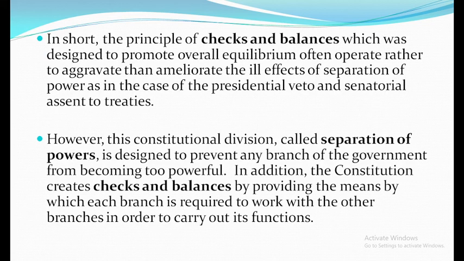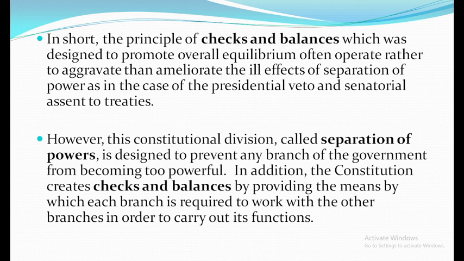In short, the principle of checks and balances, which was designed to promote overall equilibrium, often operates rather to aggravate than ameliorate the ill effects of separation of power, as in the case of the presidential veto and senatorial assent to treaties. However, this constitutional division, called separation of powers, is designed to prevent any branch of the government from becoming too powerful or too despotic or supreme. In addition, the Constitution creates checks and balances by providing the means by which each branch is required to work with the other branches in order to carry out its functions.